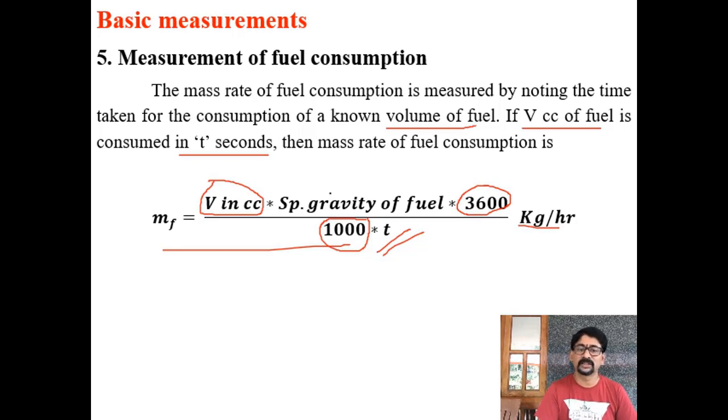So how you get this 3600 and 1000 is very, very important, but the condition is your volume should be in cc and time should be in seconds.